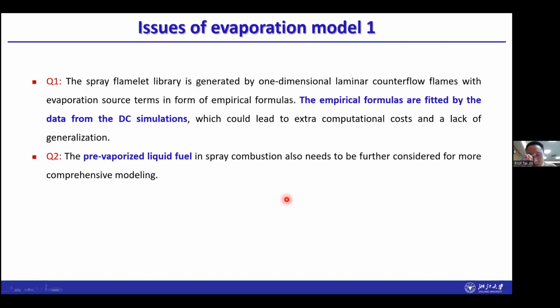So up to now, we have derived the spray flamelet equations when we have closed the evaporation system with empirical formulas. These formulas are fitted from the DNS results. If we use this approach, it means that you need to first do DNS simulations of the laminar counterflow spray flame, and then we fit this formula, and then we use this formula to close this system. So it means that we need to do extra computation, and the formulas also lack generalization.